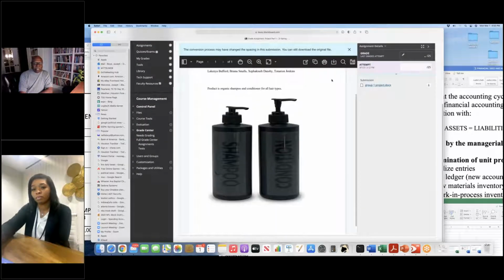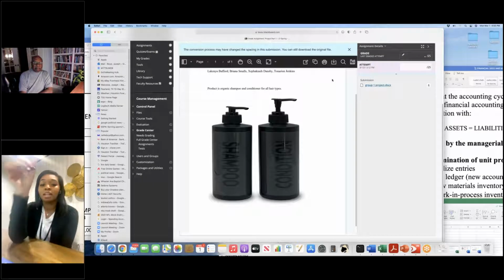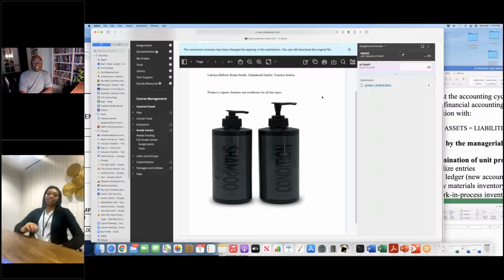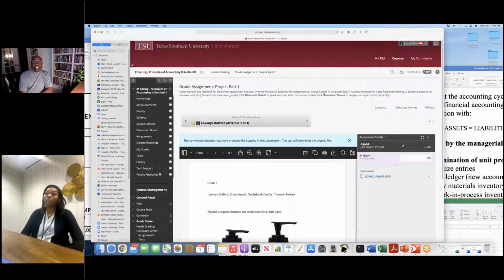What do we have here? That's group 1. That's organic shampoo and conditioner. These are gonna be the containers that are gonna come in. Yeah, something like that. Okay. So why are people gonna want to buy your shampoo and conditioner? What's it gonna do? It's organic and it's for all hair types. Okay, organic for all hair types.